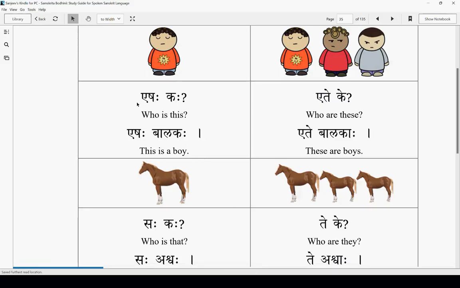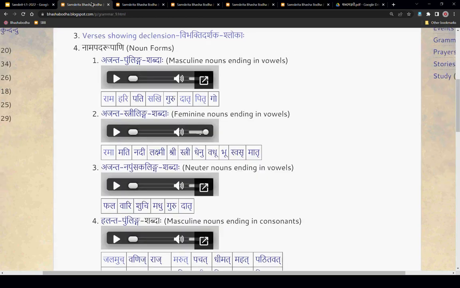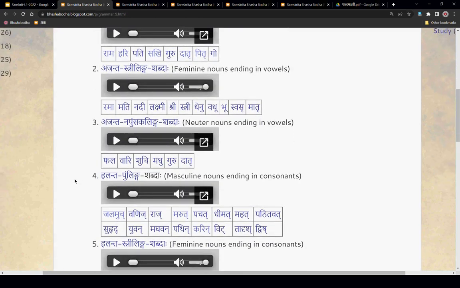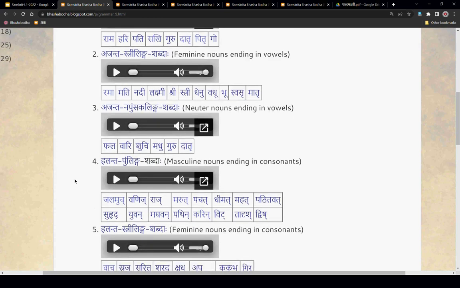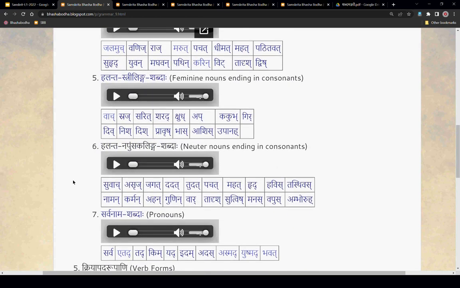Right? Saha here, or Eshaha, Saha. In Bahuvachanam it is Ete and Te. And the question word is Kaha, Ke for Ekavachanam and Bahuvachanam. For these also you can refer to the tables if you are interested. For example, for Eshaha, Kaha, look at the base word. Eta is the base word for Eshaha.